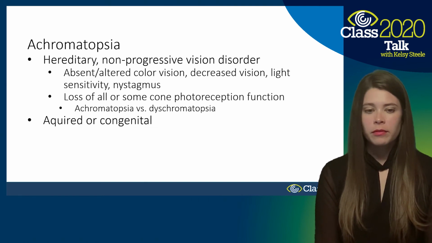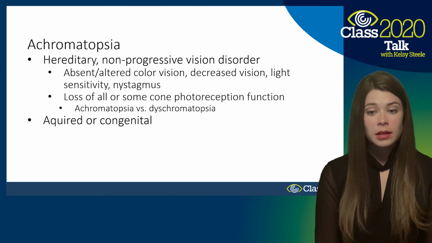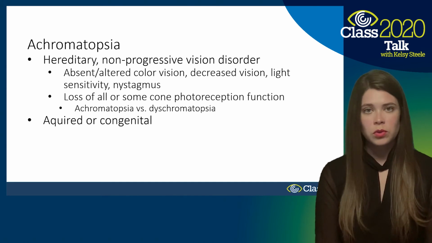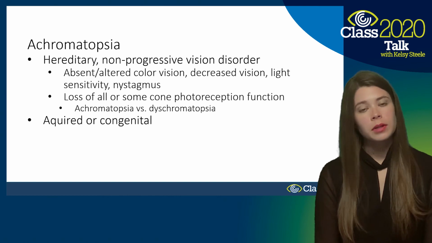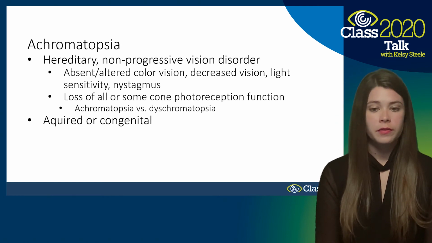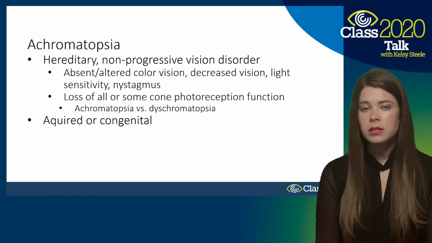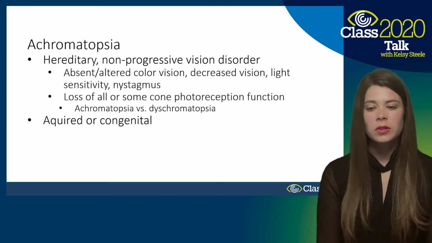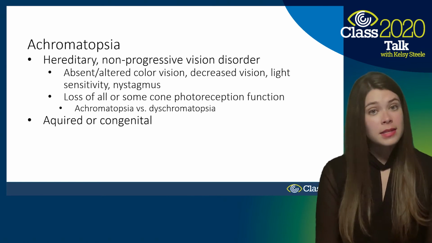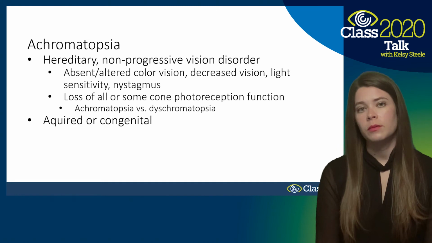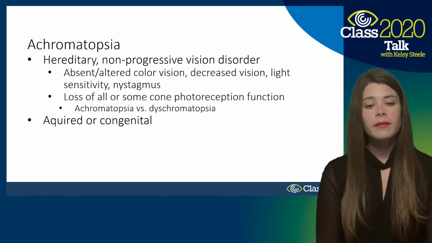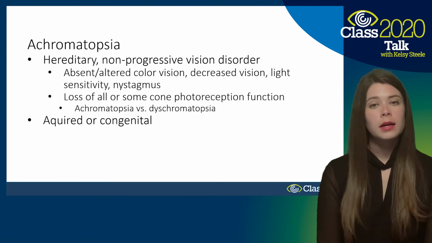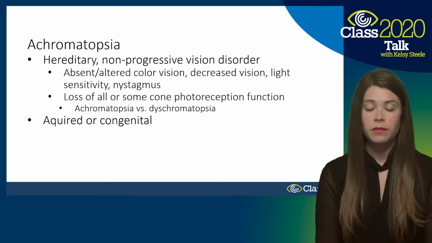Achromatopsia, you might not all be familiar with. It's a hereditary non-progressive vision disorder. It is pretty rare. These patients have either completely absent or altered color vision. They also have decreased visual acuity, visual potential. They have a lot of light sensitivity, and they also may present with nystagmus, which we'll talk about a little bit later. These patients have a loss of either all or some of their cone photoreception function.